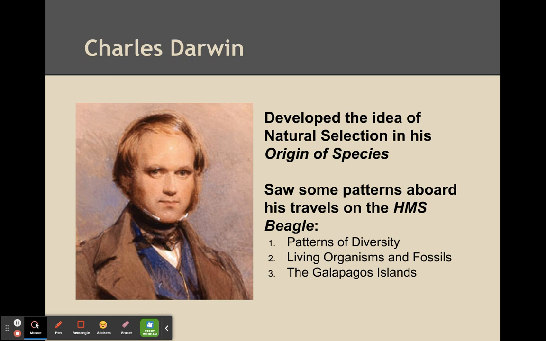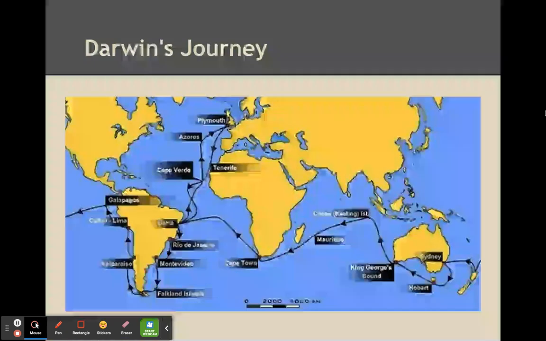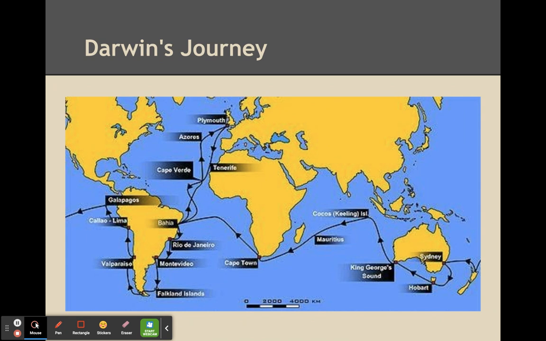Darwin took a trip on a boat called the HMS Beagle, and he was a naturalist who was observing both living and dead organisms. And he saw patterns when he was on that trip. He saw patterns of diversity. He looked at living organisms and fossils, and he's most famous for looking at organisms on the Galapagos Islands. So if you look, this is the trip that the Beagle took. So Darwin was really looking at organisms all over the planet.